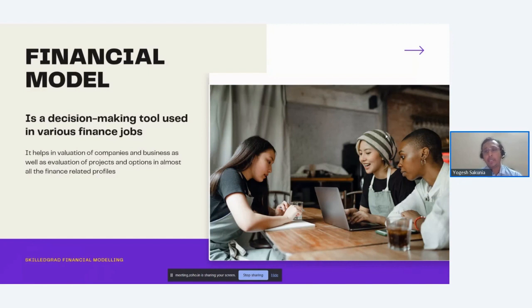Okay, so what is financial modeling? A financial model is a decision-making tool, right? The decision that you're trying to make with a financial model is whether to go ahead with a particular project or not. You may be trying to decide what should be the valuation of a particular company or business if you're trying to buy or sell the business, or what should be the valuation of a company if you are planning to buy or sell shares of that company. So financial modeling helps you in making decisions.